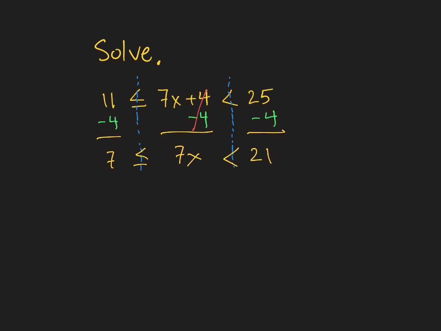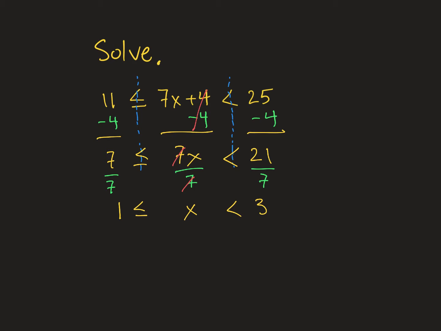Okay, next step, intuitively, focus on the x in the middle. What would I need to do to get rid of multiplying by 7? I would divide by 7. And once again, because I'm dividing all 3 parts by a positive number, there is no need for me to flip a single inequality symbol around. Less than or equal to stays less than or equal to. Less than over here stays less than. And otherwise, I'm just going to do the arithmetic. 7 divided by 7 is uno. Likewise, in the middle, that 7 divided by that 7 is 1x, which is just x. And 21 divided by 7 is 3.